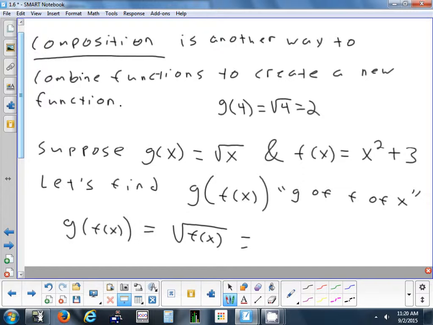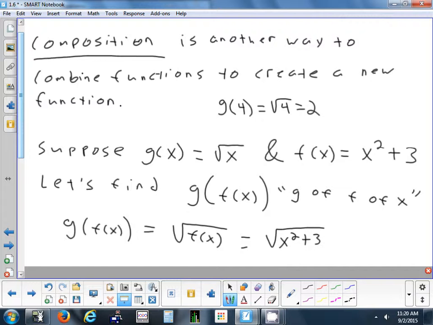Okay, and Dominic, what is f of x? What does it actually equal? X plus the square root of 3. One more time. X plus the square root of 3. Not quite. Close. Yeah. X squared plus 3. Yes. X squared plus 3.